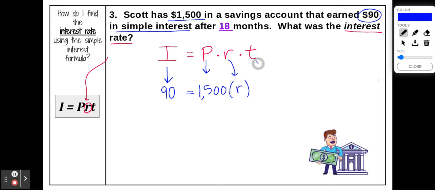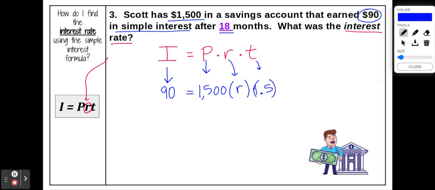And then we have the time. The time is 18 months. But remember, time has to be in years. So if we have 18 months, we know that 12 months is a year. And this is a total of 18, right? So if we take a year and then half of a year, we get 18 months. So we really have 1.5 years. A year and a half is 18 months. So the time is going to be 1.5. I could put that in parentheses as well.